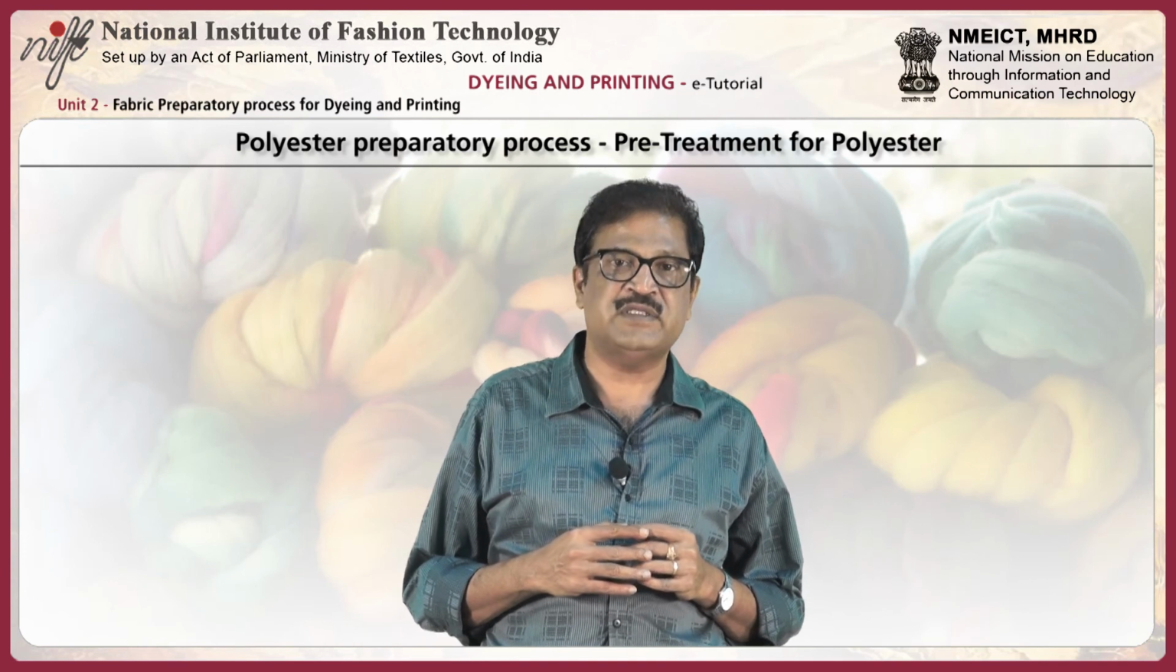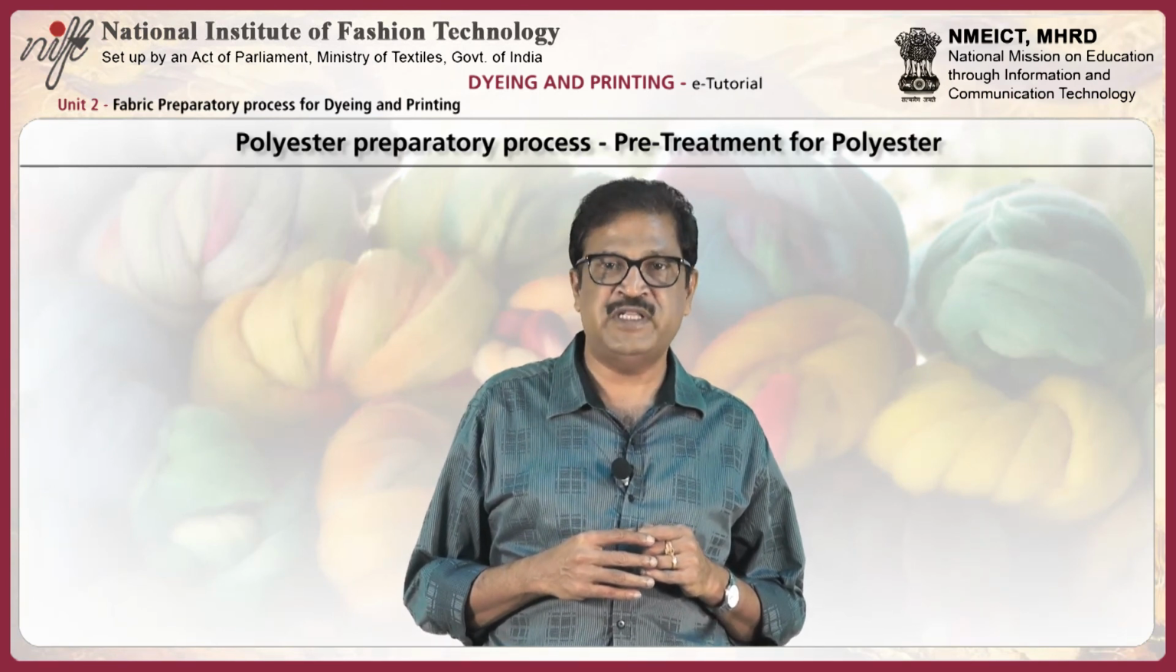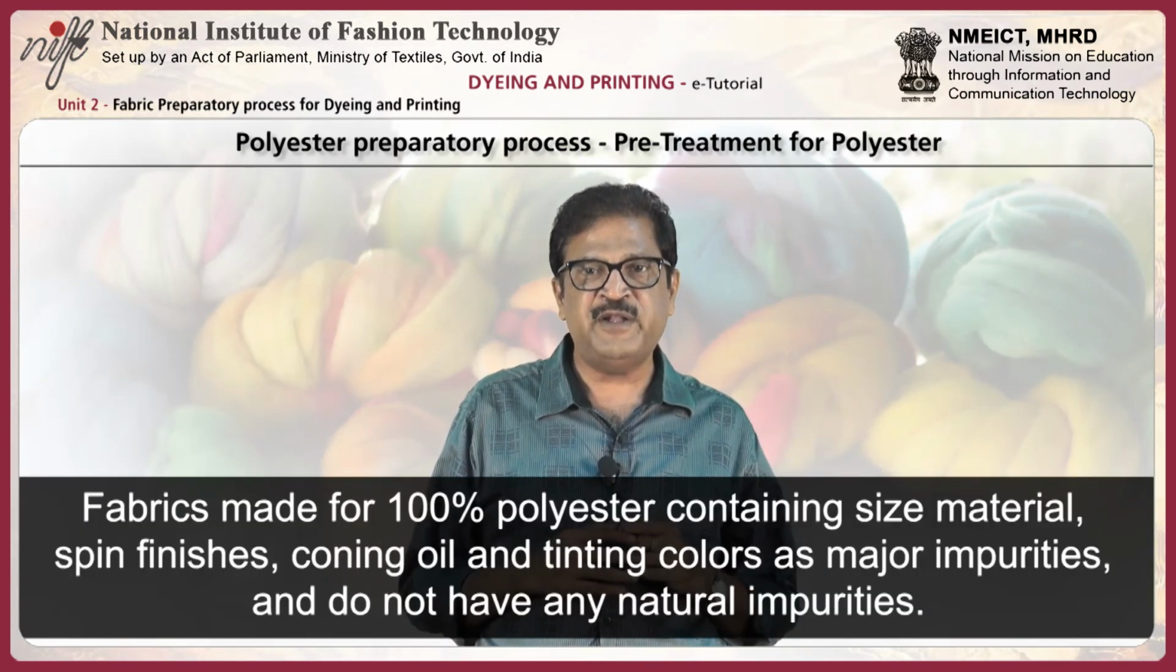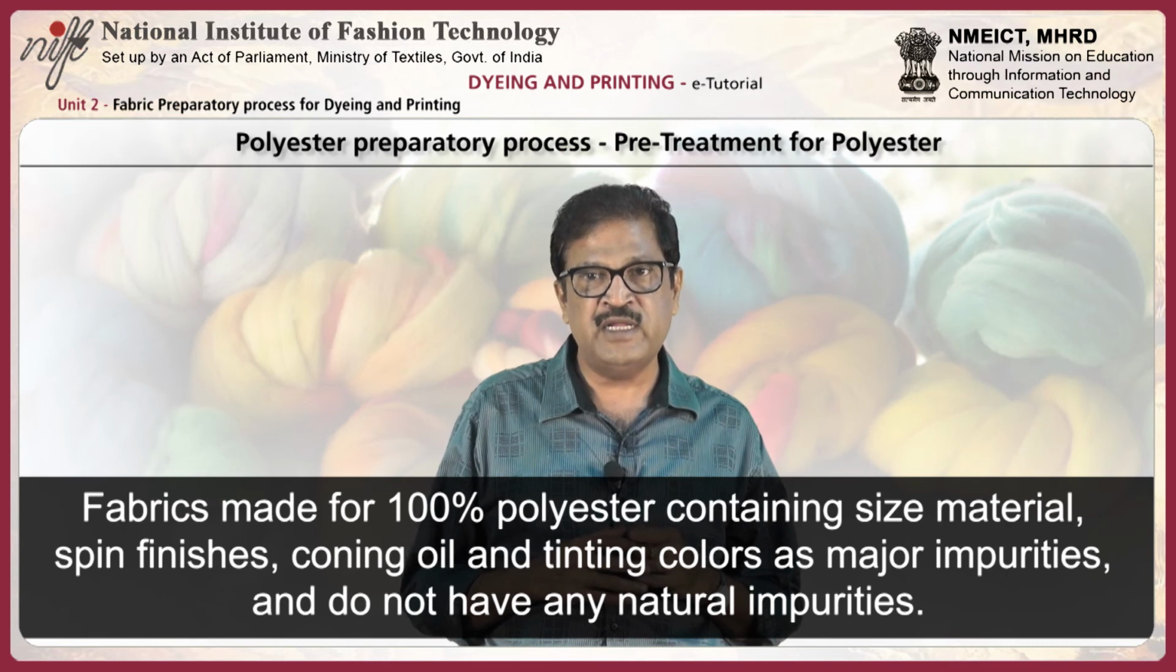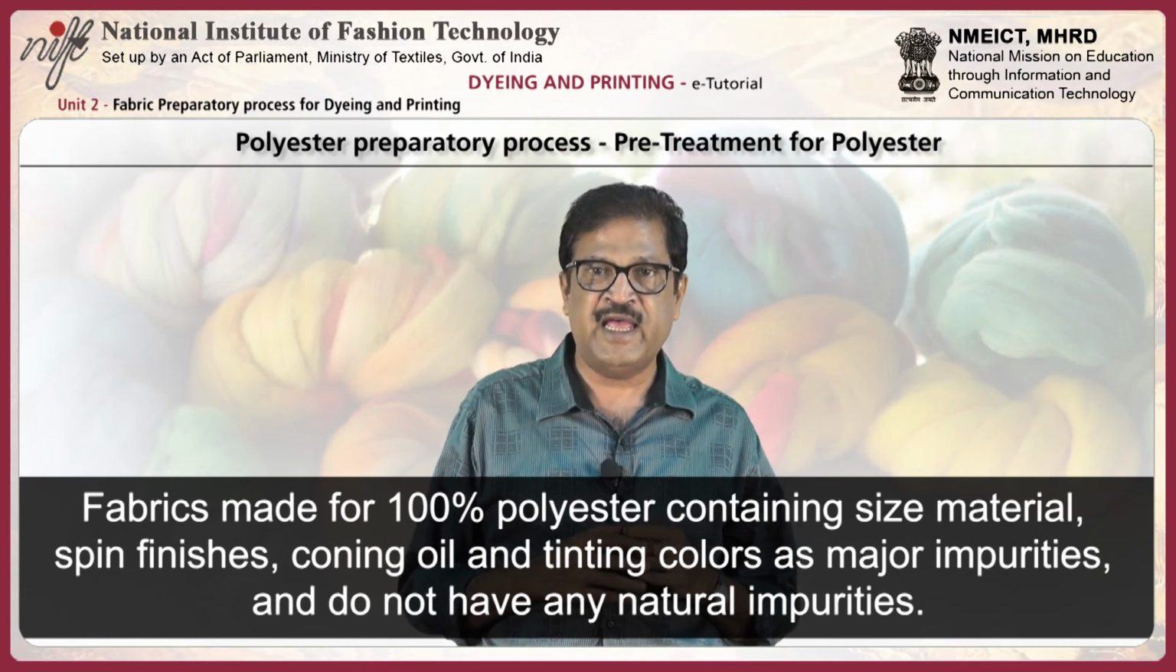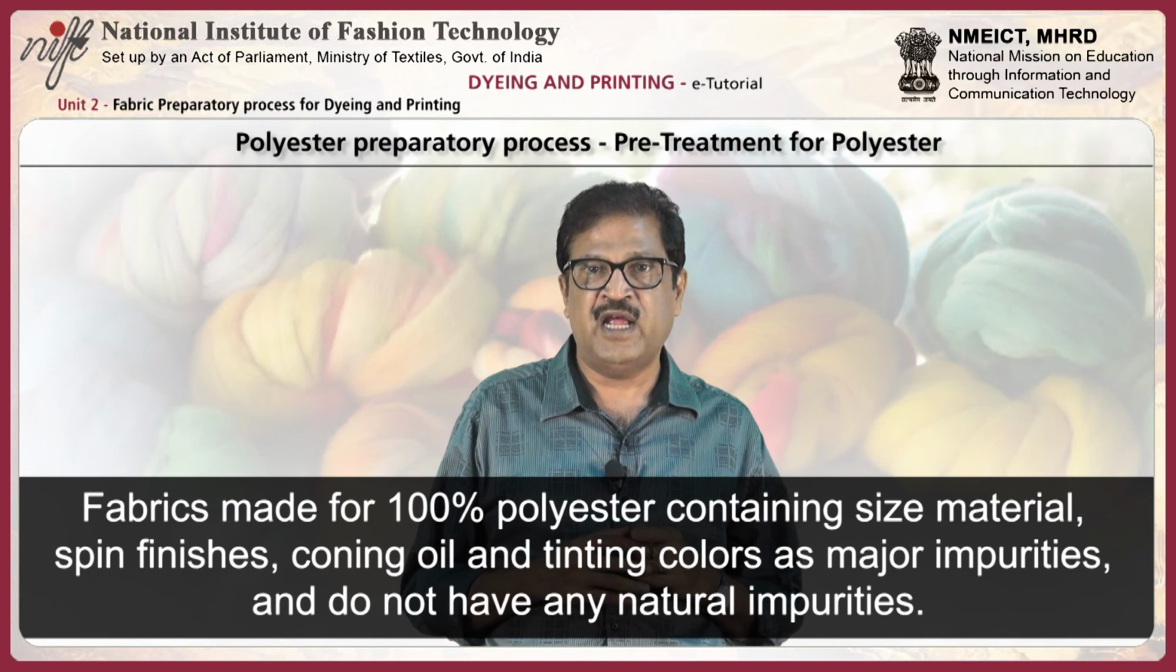Polyester preparatory process. Pre-treatments for polyester. Fabrics made of 100% polyester contain size materials, spin finishes, coning oil and tinting colors as major impurities and do not have any natural impurities.